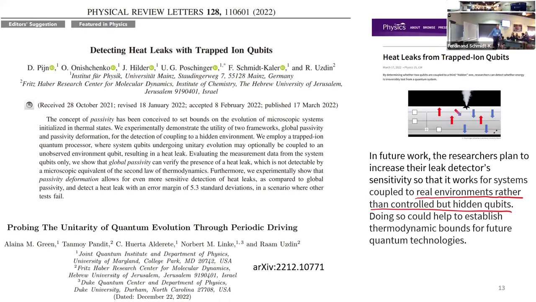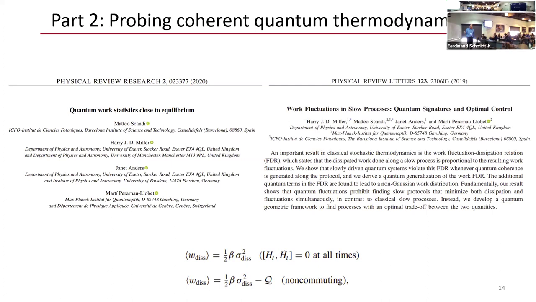Okay, maybe we switch gears here and go to the second part, and that is probing the coherent evolution of quantum thermodynamics. And we were stimulated by these two papers. So this is about work fluctuation in slowly driven processes, quantum signatures. That's what we are looking for, okay? And it is about the fluctuation dissipation relation.